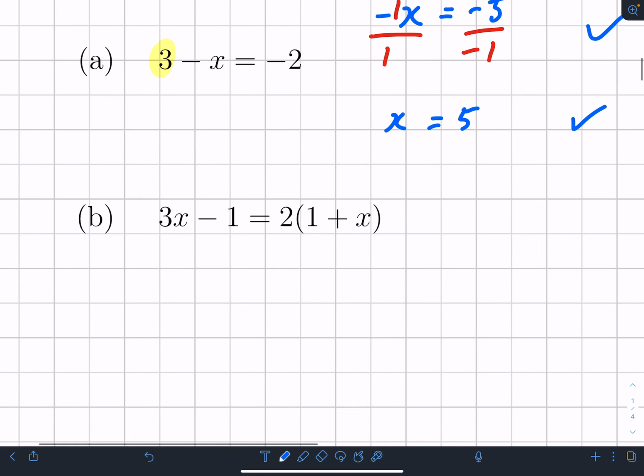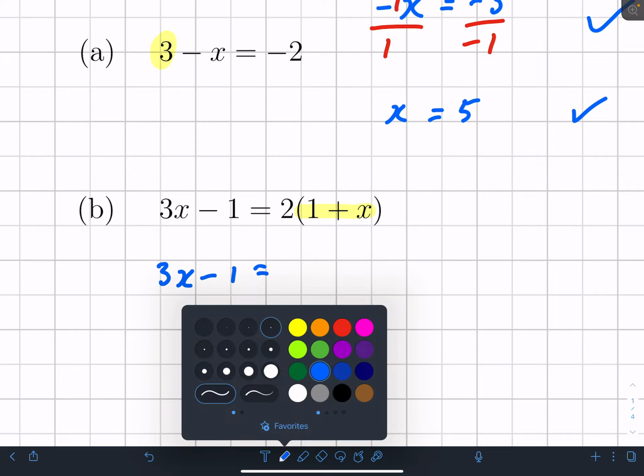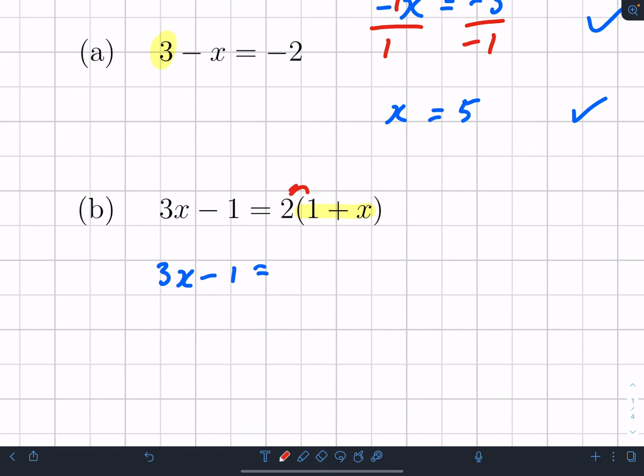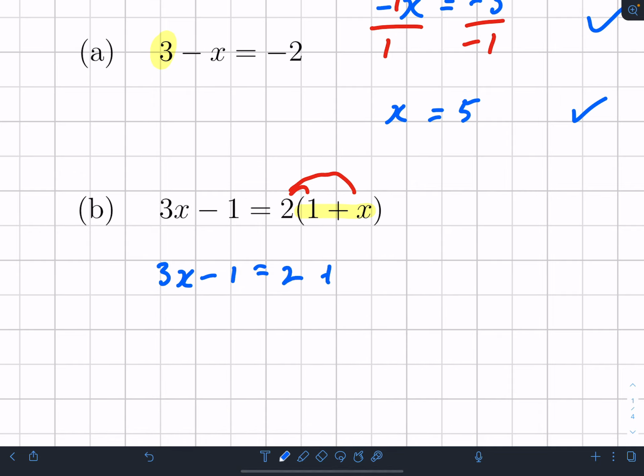1b. Okay, again, we're solving. What we need to deal with first is the brackets. So let's expand our brackets. So on the left, we have 3x minus 1. And on the right, we have 2 times 1 and 2 times positive x. And so that leaves 2 plus 2 times x is 2x.